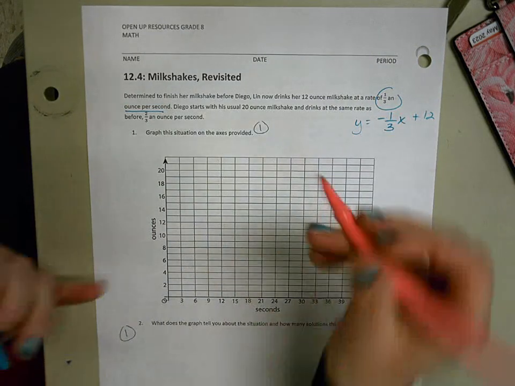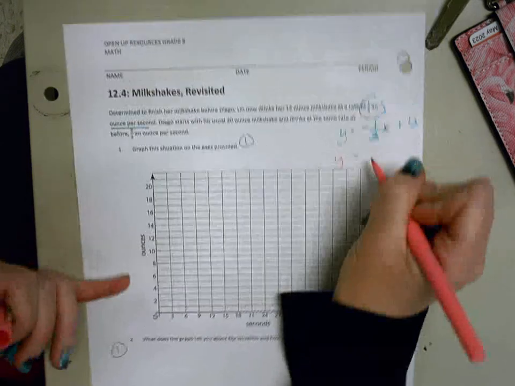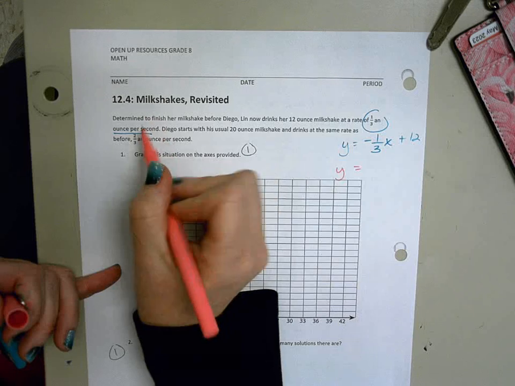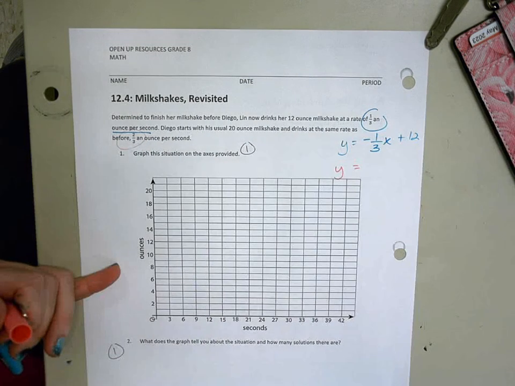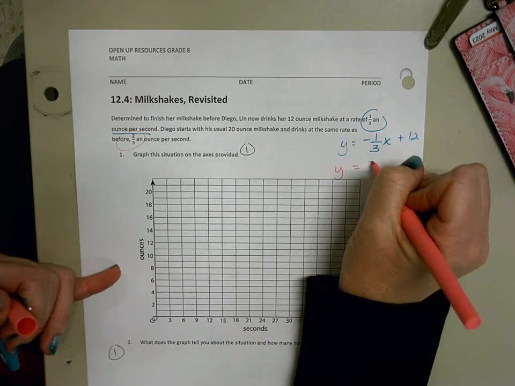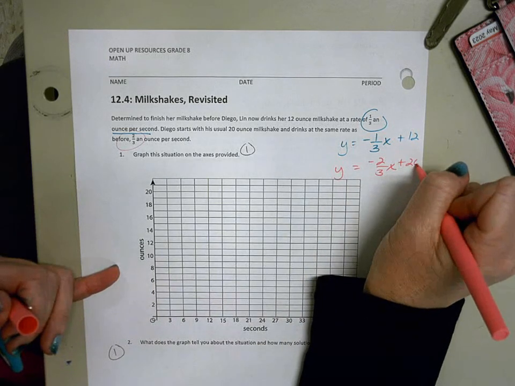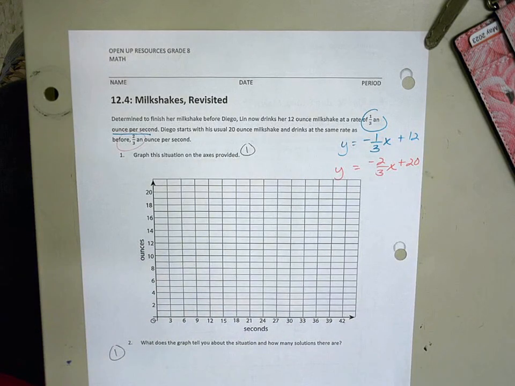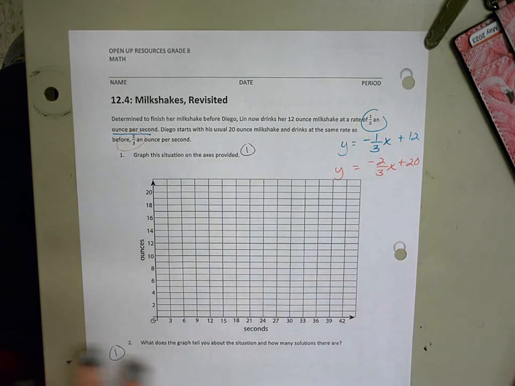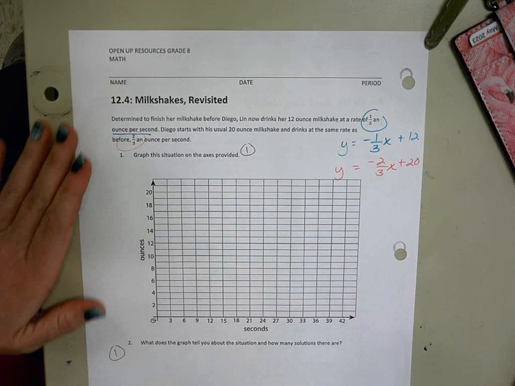Whereas for Diego, he's starting with his 20 ounces, and he's drinking at the same rate as we had in class earlier this week, so he is negative 2/3 of an ounce per second. So we're going to graph both of those situations. The values here hopefully are there to make it a little bit easier for you.